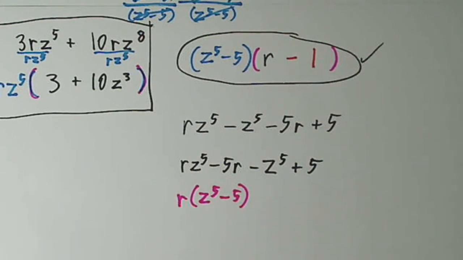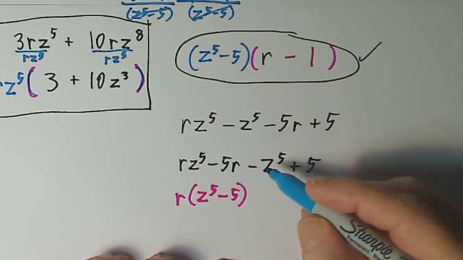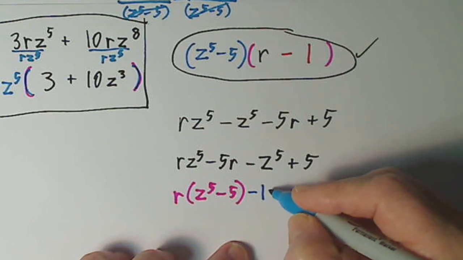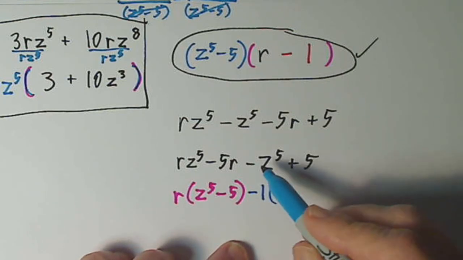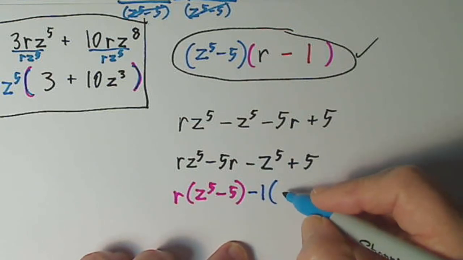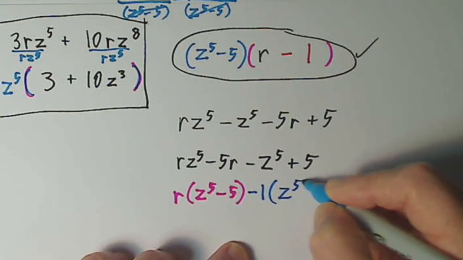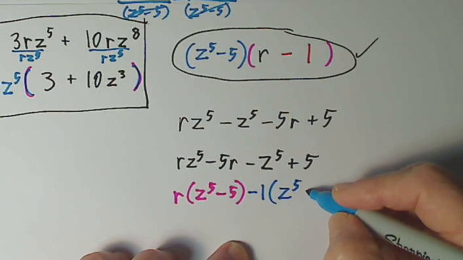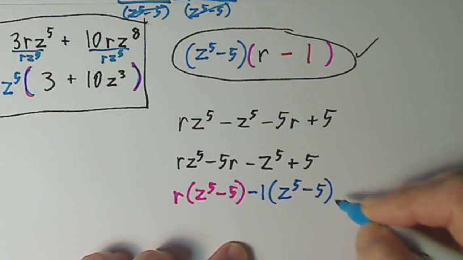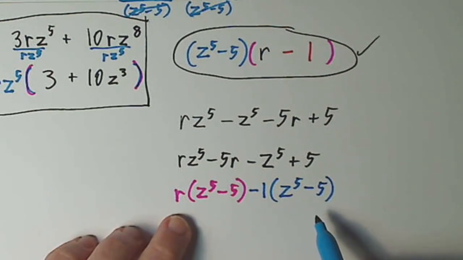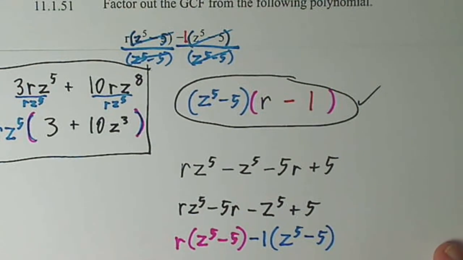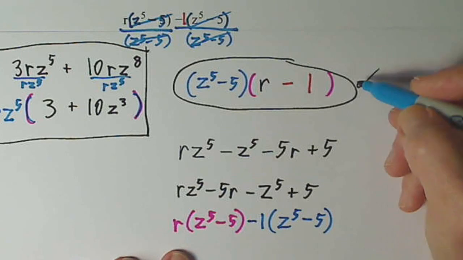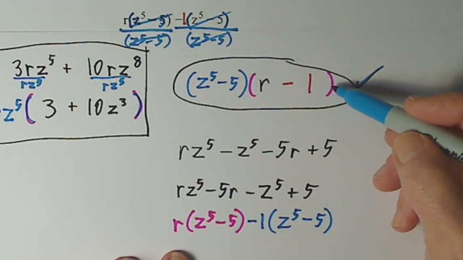And from the second two I can factor out a negative 1. So if I factor out a negative 1 from negative z to the 5th, I'm left with positive z to the 5th. And if I factor out a negative 1 from a positive 5, I'm left with negative 5. And you can see, perhaps not real clearly, but this is actually where we started. But again, the answer, factoring out the GCF, is sitting up here.